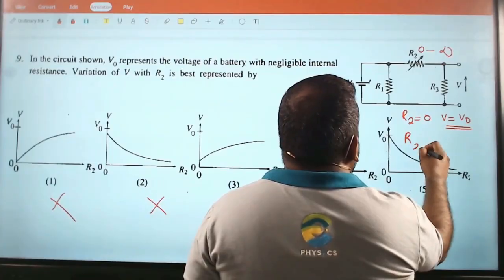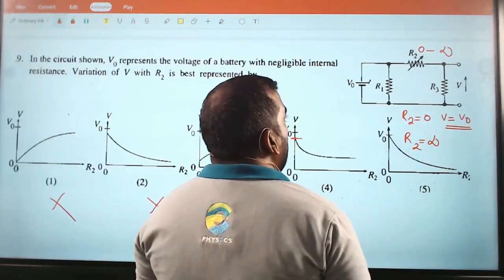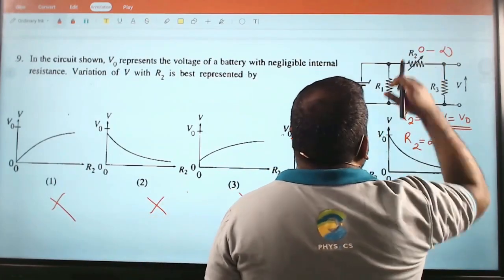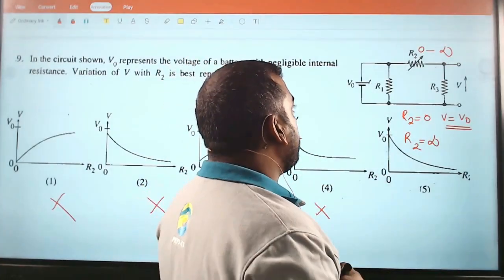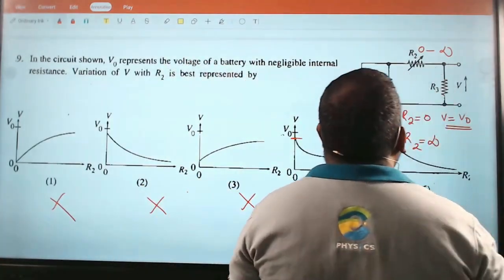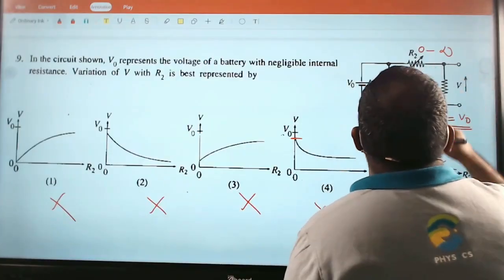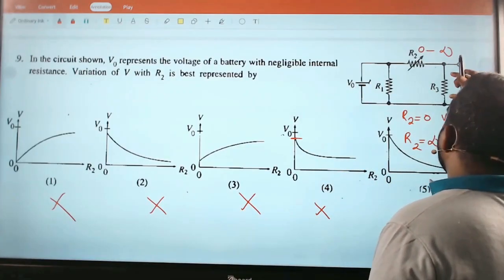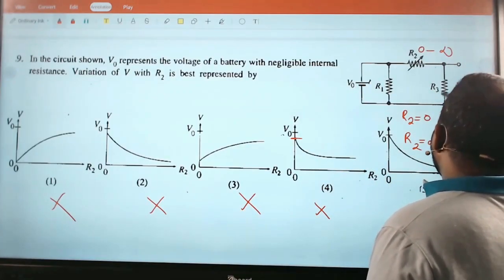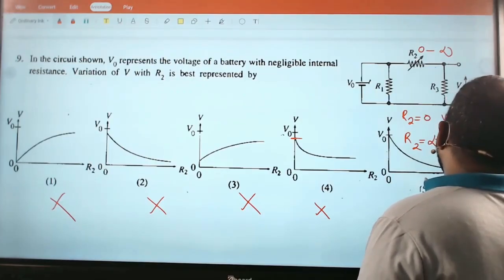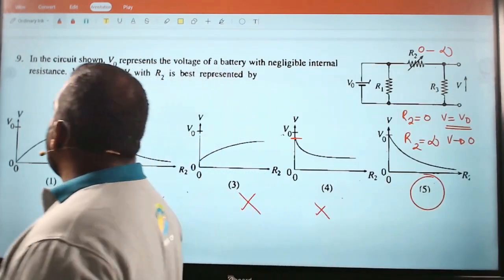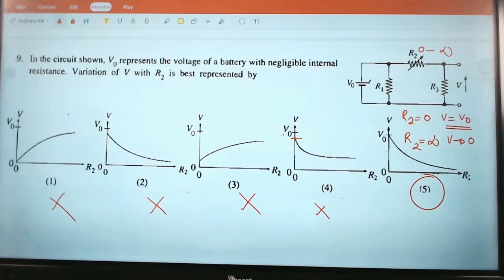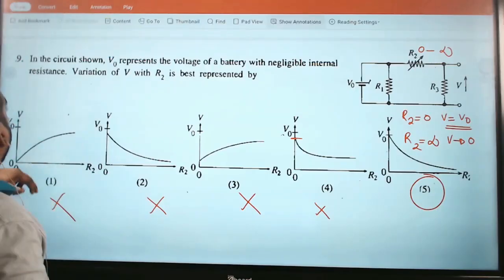Next, R2 is infinity. R2 is infinity means open terminal. Open terminal means current is not passing through, which means no current here, so no potential difference here. So R infinity means V is tending to 0. Only correct answer is answer number 5. Okay, right. Moving on.